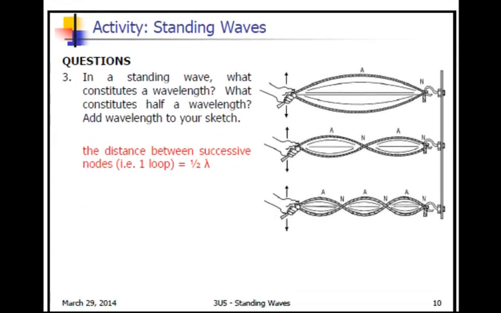In a standing wave, what constitutes a wavelength and what constitutes half a wavelength? So let's look at the first standing wave here. This would be half of the wavelength. This is only one part of the upper portion of the wave, and then this is the lower portion. And for this one, we would have a wave being up and down, and then another waveform being up and down. And for the next one, up, down. That's one waveform. So essentially each loop is half a wavelength.